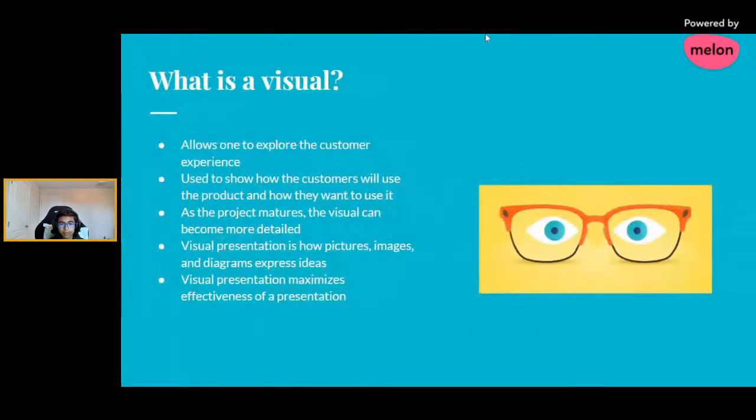So, what is a visual? A visual allows one to explore the customer experience. It is used to show how the customers will use the product and how they want to use it. As the project matures, the visual can become more and more detailed. Visual presentation is how pictures, images, and diagrams work together to express ideas. Visual presentation maximizes the effectiveness of any presentation.